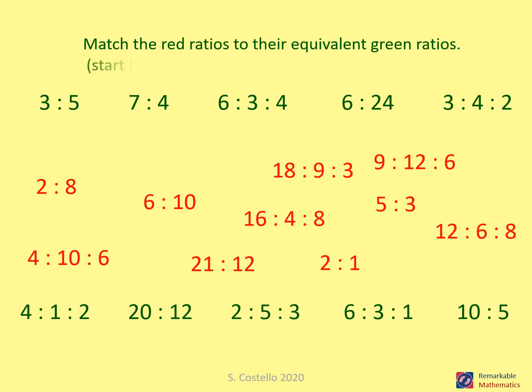Right, this one here, match the red ratios to their equivalent green ratios. What you need to do, it says there, is start by writing all the ratios in their simplest form. See if you can make pairs of them. So pause the video, see if you can find which red ones match up with the green ones.